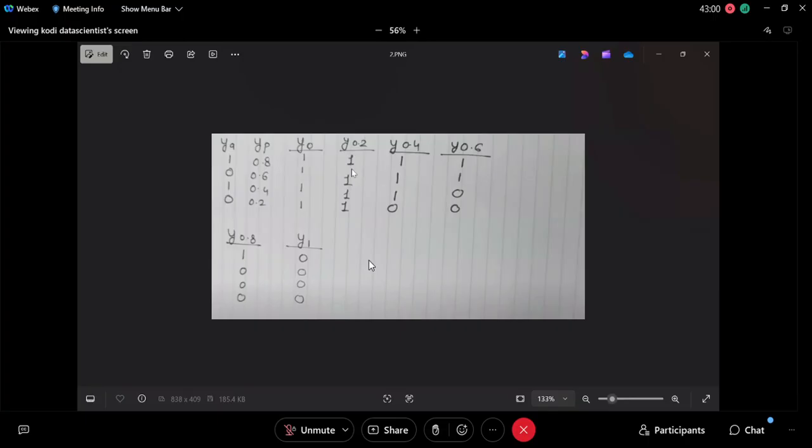These are the cutoff marks, guys. So I mean, why 0.2, 0.4, 0.6, 0.8, and 1? So this is all you have: 20%, 40%, 60%, 80%, and 100%.